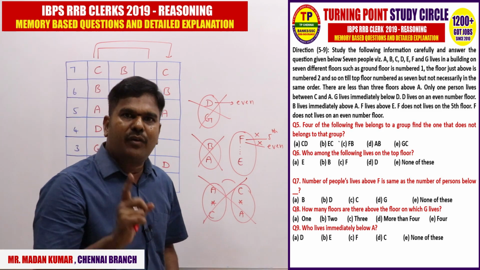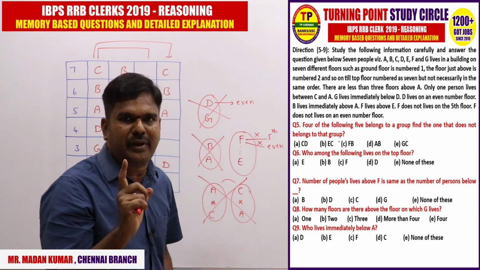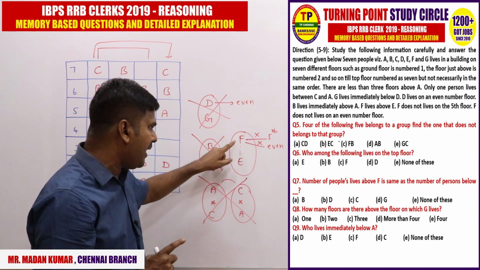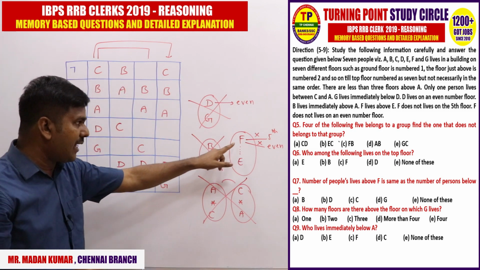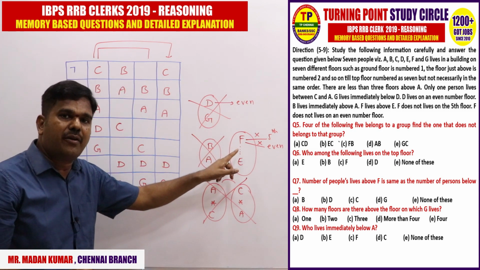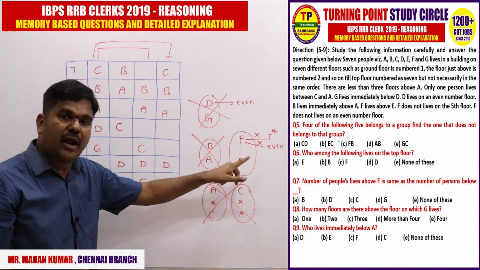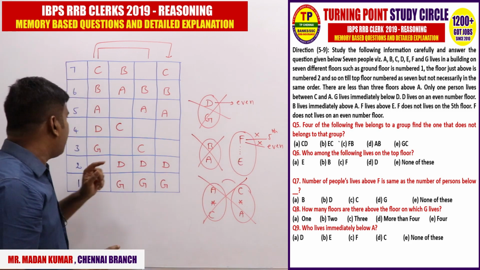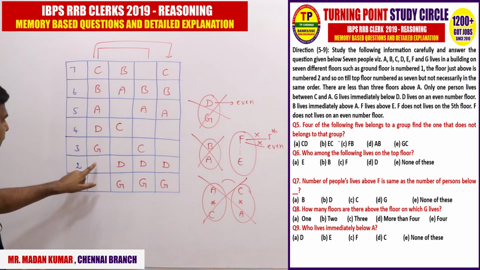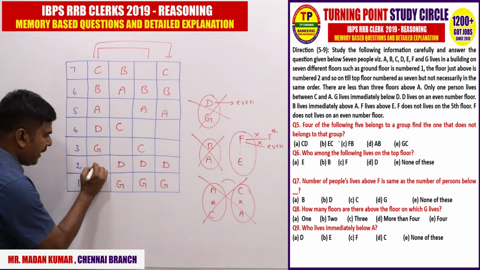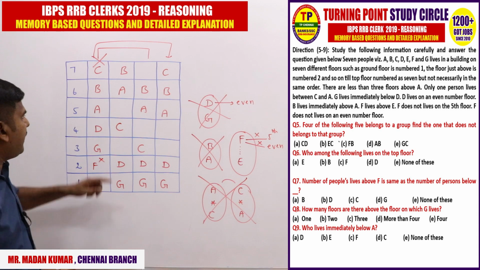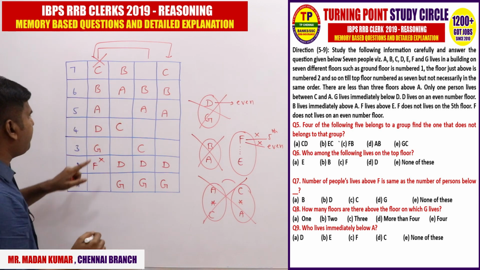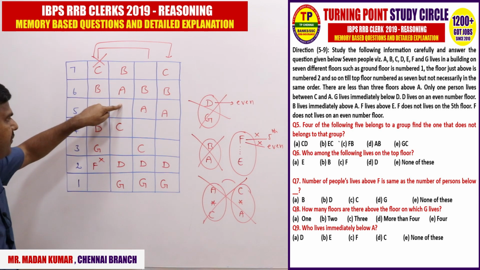What is left over? We are left with only one statement, that is one secondary information: F and E. E must be above F, and the conditions are clearly given. F cannot be on the fifth floor, and also F cannot be on an even number floor. Now if you consider this one, F cannot be on an even number floor, right? So this option is eliminated. The first one is eliminated. Now come to F cannot be on the fifth floor.